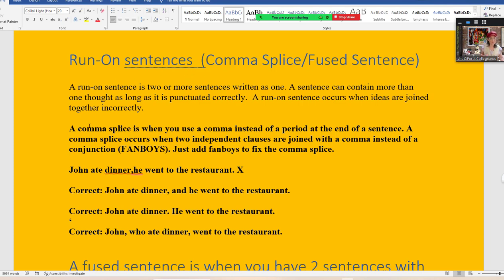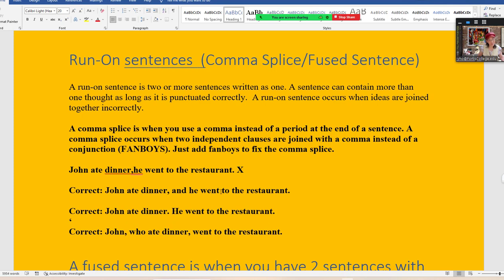So let's take an example. A comma splice is when you use a comma instead of a period at the end of a sentence. A comma splice occurs when two independent clauses are joined with a comma instead of a conjunction, FANBOYS. So just add a FANBOYS conjunction to fix the comma splice. If I say "John ate dinner, he went to the restaurant," with a comma instead of a period, that's a comma splice because it's an unnecessary comma. You can correct it many different ways. You can add a comma and a coordinating conjunction. You can put a period and capitalize the word. Or you can combine the two sentences together.